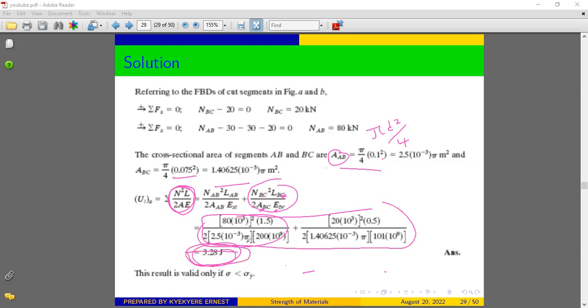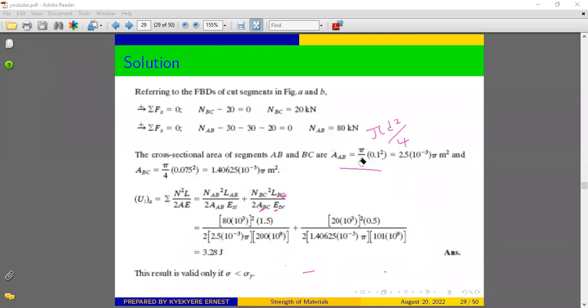But this formula is only valid when the stress is less than the yield stress. So I believe it is a simple problem which you can easily go through and understand.